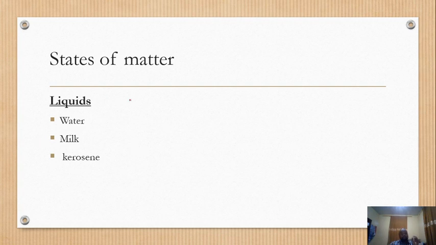Liquids are states of matter. Examples of liquids are water, milk, and kerosene, and many others. Think about all the liquids that you know. These are examples of liquids.